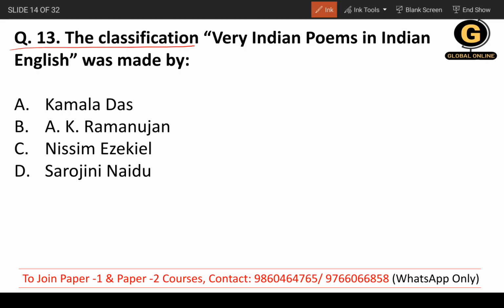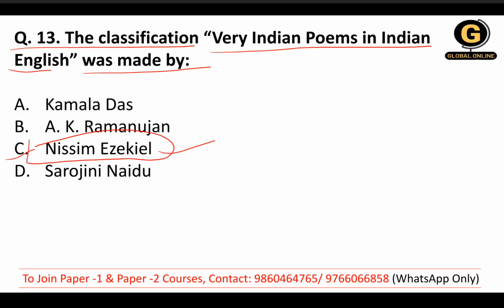The classification Very Indian Poems in English was made by, it was also a work written by Nissim Ezekiel. So here it's very self-explanatory that the correct answer is Nissim Ezekiel, the third one. Okay, moving on to the next question.